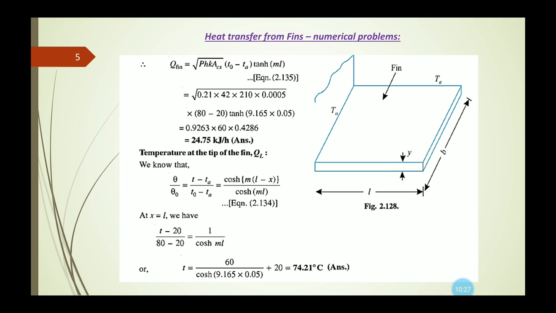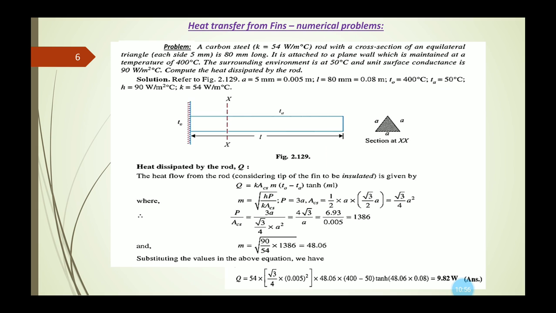From this equation we can easily calculate the temperature at the tip of the fin, which we get as 74.21 degrees centigrade. So this is the procedure based on which we have discussed the solution of this numerical. Let us move to the next numerical.